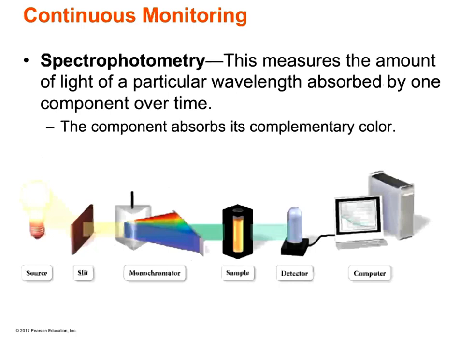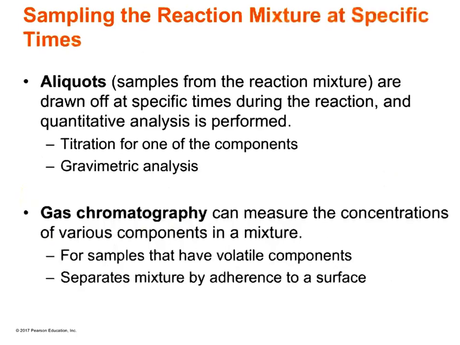So, for instance, let's say that our product has a red color. What we'll do is pass the complementary color through the sample. If the sample absorbs a lot of that color, we can then measure the resulting intensity and get a graph of the intensity over time, which relates to the concentration of the product over time. And then from that, we can determine the rate of the reaction.